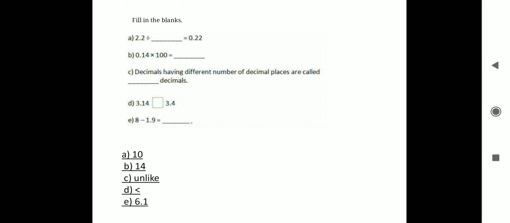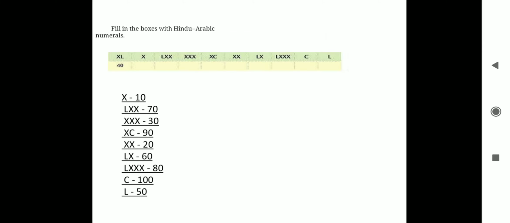And the last blank over here is 8 minus 1.9. You have to work out, children, 8.0 minus 1.9 and check your answer. The answer is provided to you. Coming to the next question.